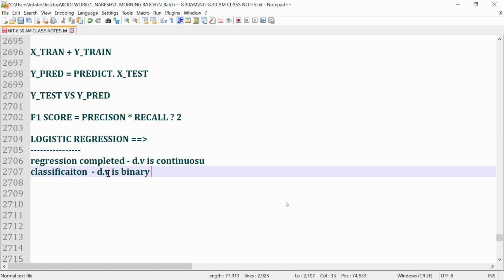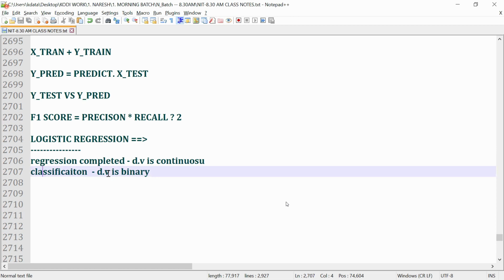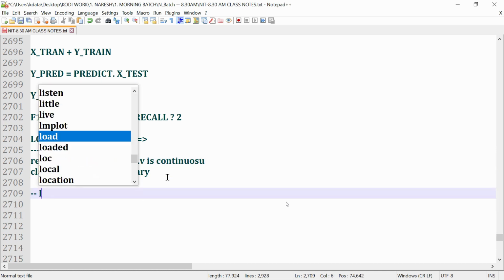The market is up or down. Do you get profit or loss? Salary is hiked or not? Cat or dog? Understand, guys? So probability also we can find out. So largely classification is very important, and whatever regression algorithms we covered, I will explain once again in classification in detail.